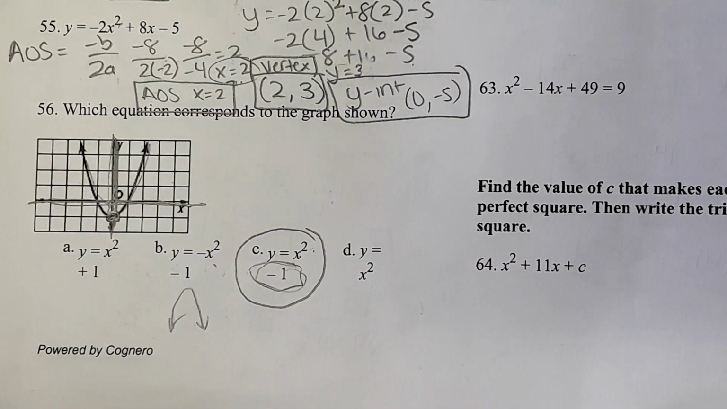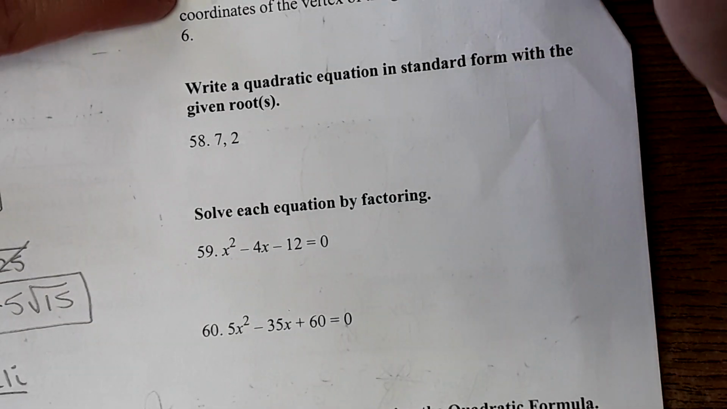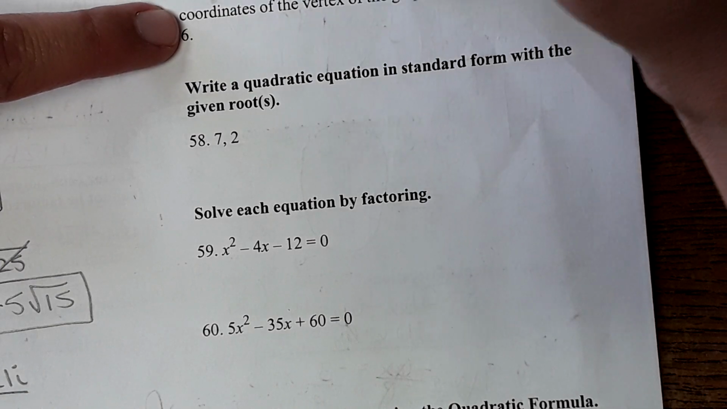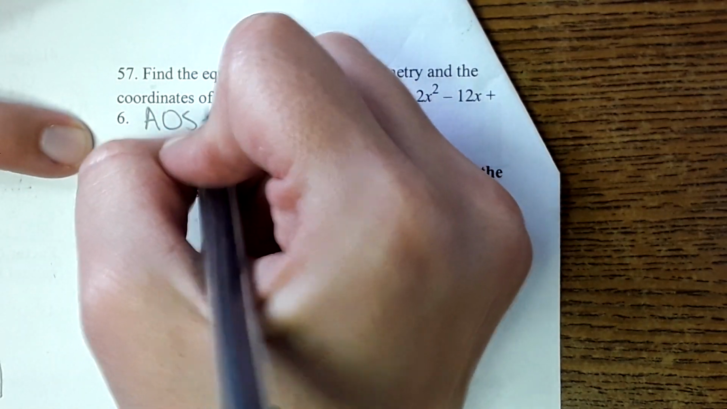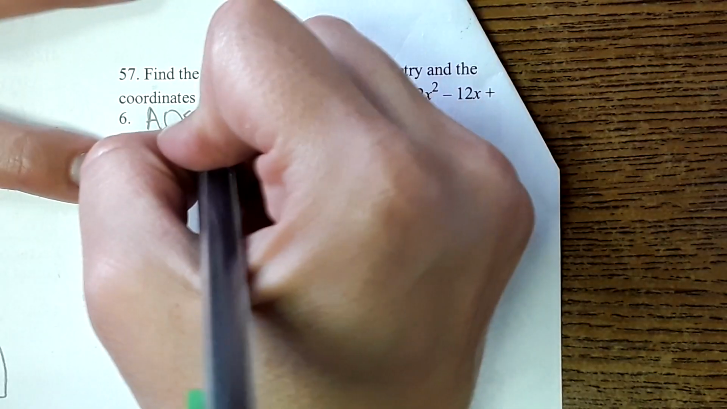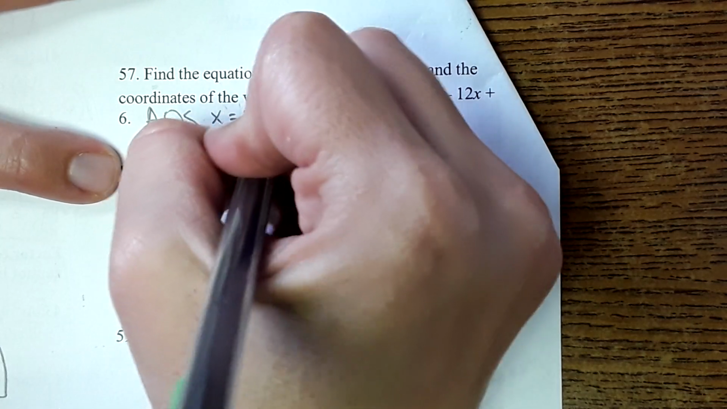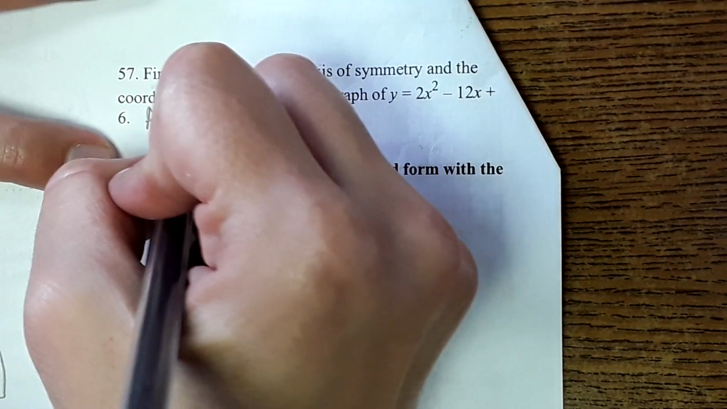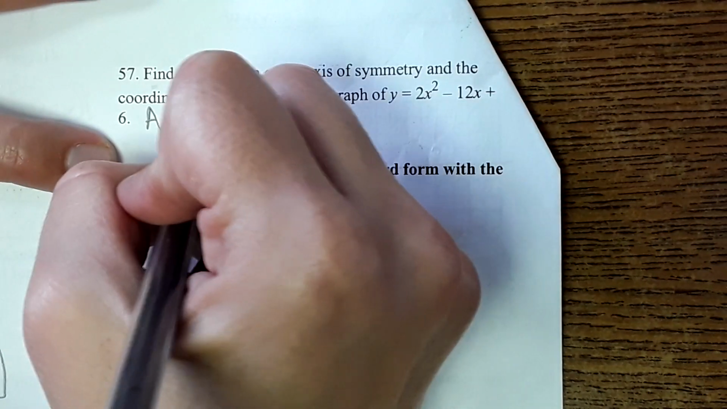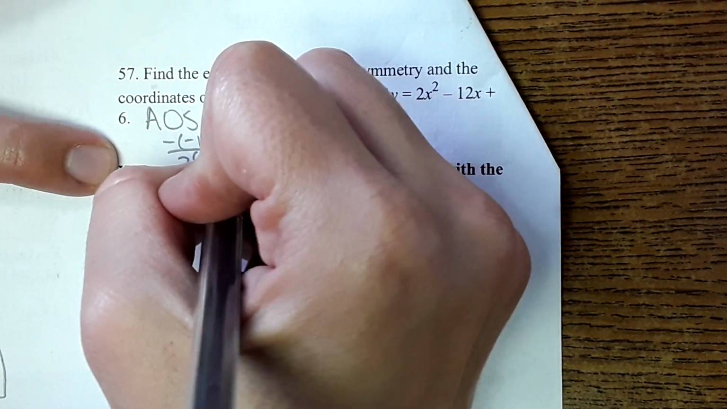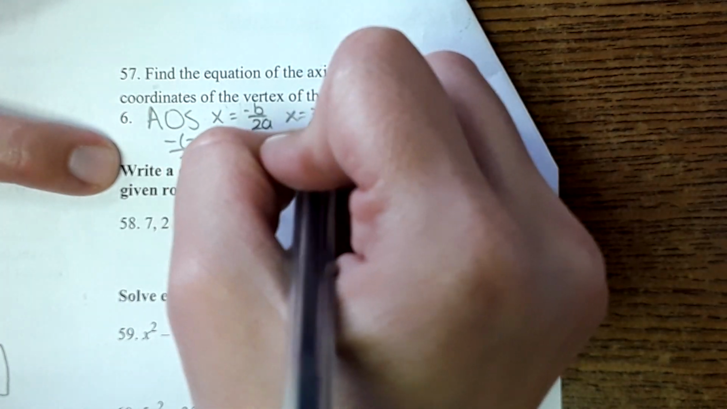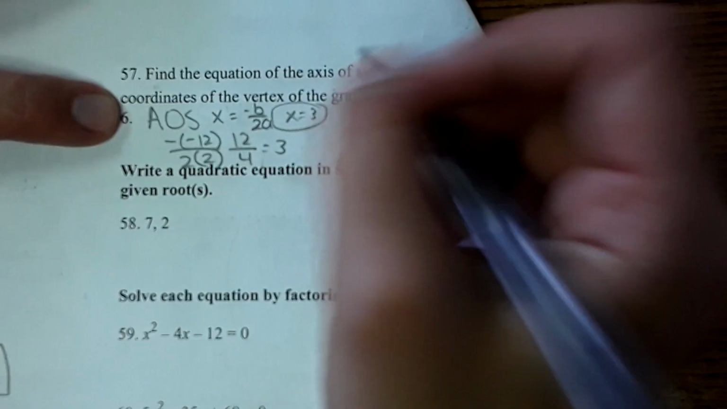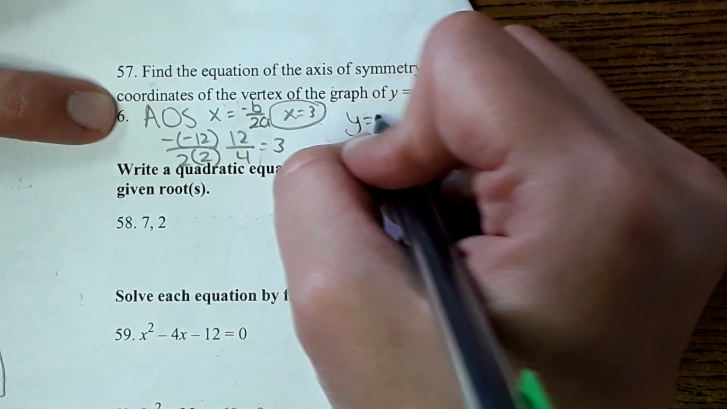Okay, next, 57. Find the equation of the axis of symmetry and the coordinates of the vertex of the graph right here. So same idea. AOS is x equals negative b over 2a. So negative 12 over 2 times 2. 12 over 4 is 3. So axis of symmetry is x equals 3. And now it wants the vertex, so I plug this in.